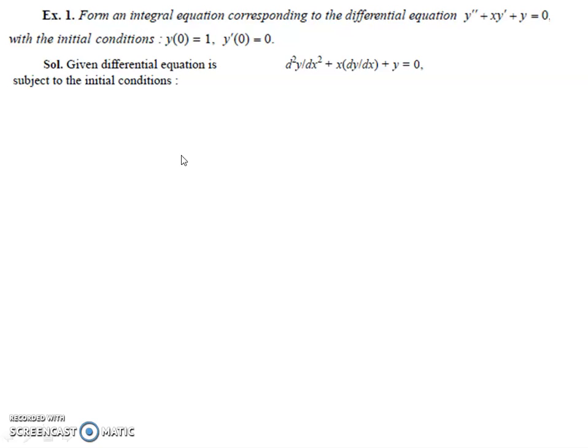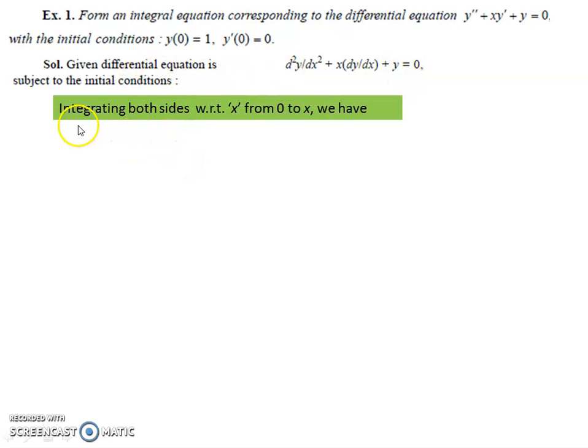So students, be very careful here. A is equal to 0. We will find the value of the double derivative, single derivative, and y, and put them here. We get an integral equation. This is a differential equation; we convert it into an integral equation, and that integral equation is Volterra's integral equation. So see, the given differential equation is subject to the initial condition, with integration from 0 to x.